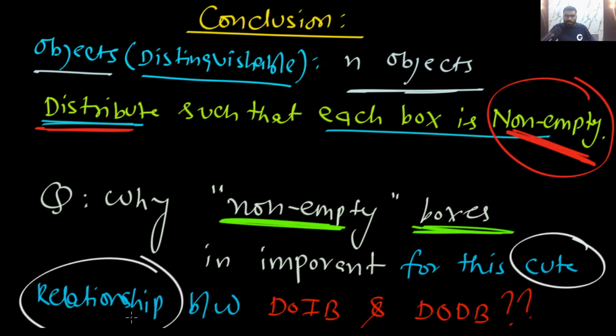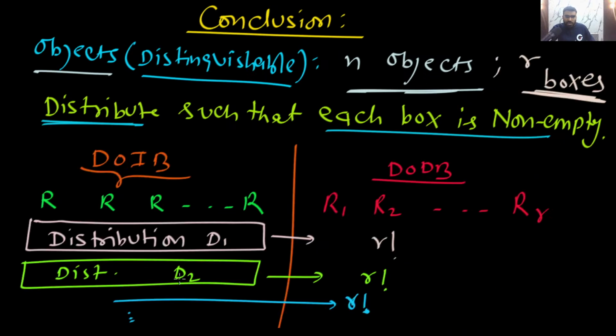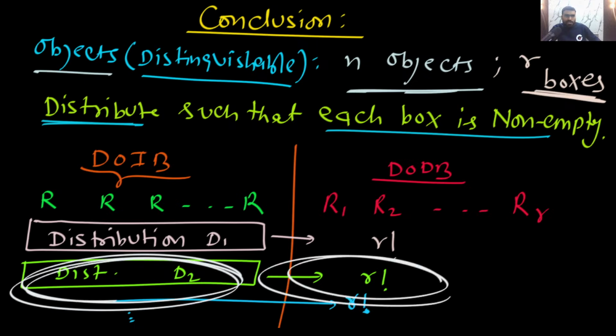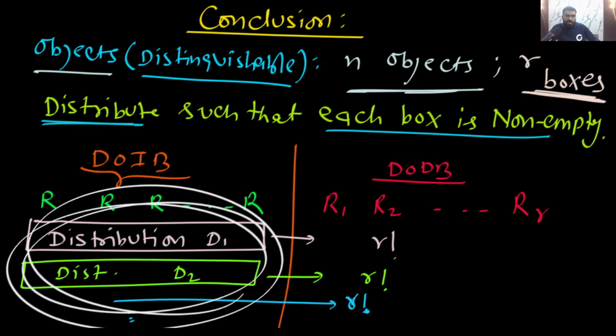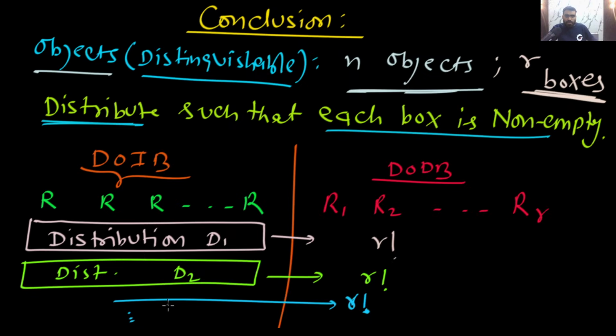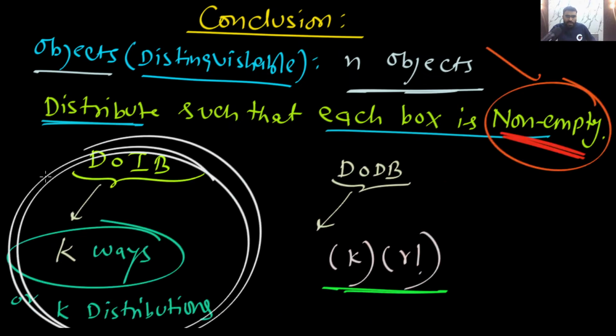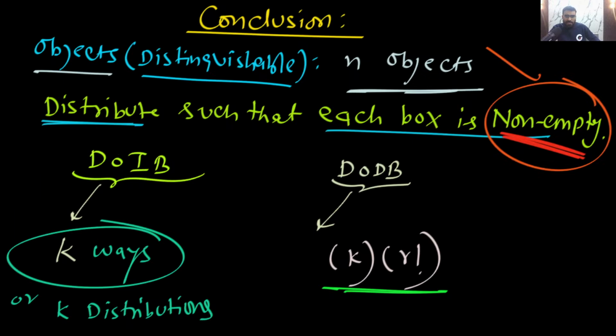This cute relationship will be gone. What is the cute relationship? The cute relationship is like this. For every answer here, there will be R factorial answers here. For every distribution here, R factorial distributions here. For every way here, R factorial ways here. So if you have K ways here, then here K into R factorial ways. This is the cute relationship. I hope you are getting this point.